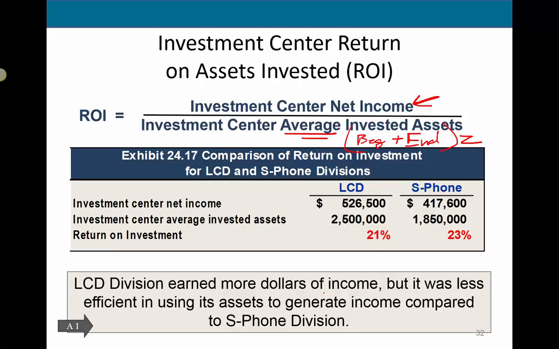And so we have two different departments that we're looking at. One has a 21% return on investment, the other is 23%. Both of them aren't bad, but definitely one is better than the other, right?